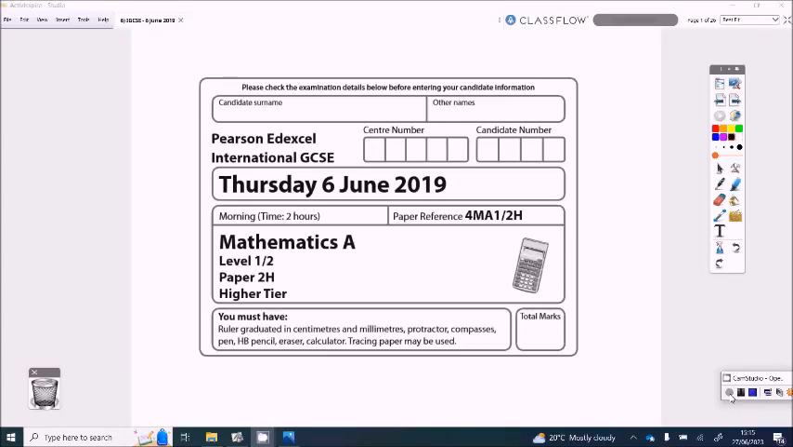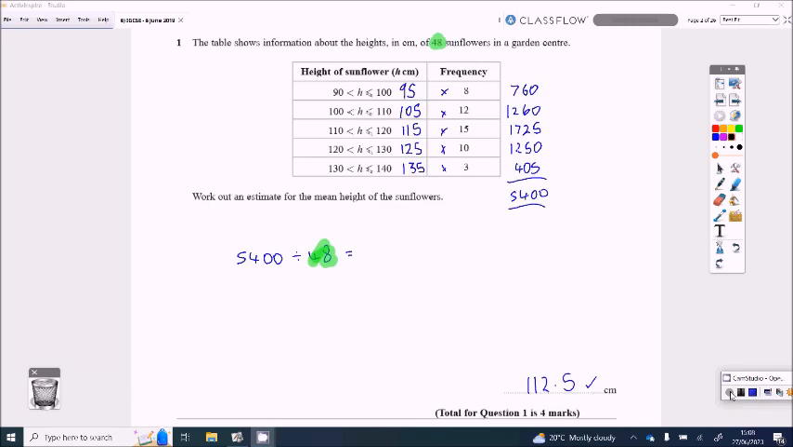Here I'm going to talk you through the answers to the IGCSE higher paper from the 6th of June 2019. Question 1. We're being asked to work out an estimate for the mean.